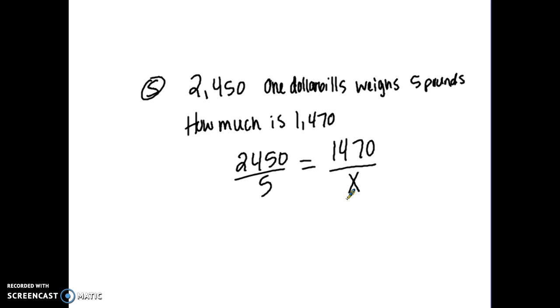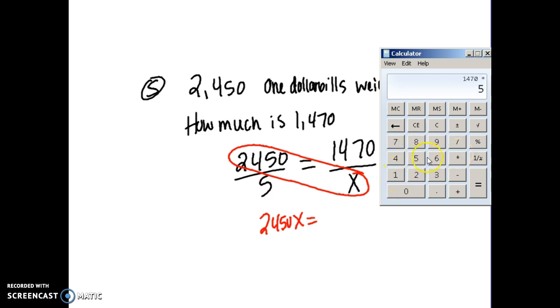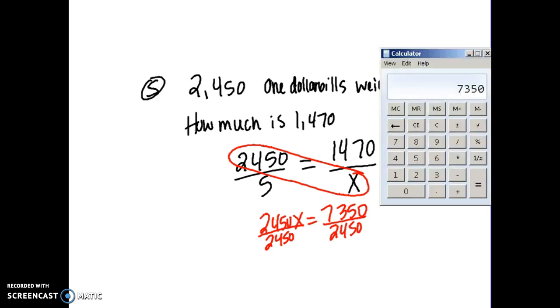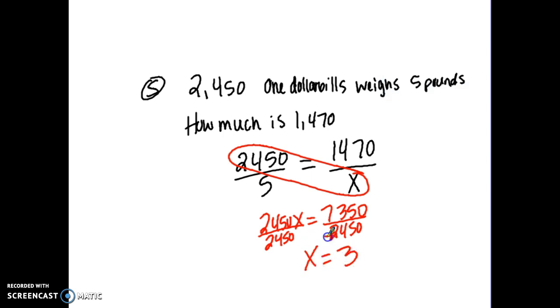So when we solve this, we cross multiply. This is 2,450x. Set that equal to 1,470 times 5, which is 7,350. Once you get to this part, you have a one-step equation, so you divide. We're going to divide by 2,450 on both sides. And that gives us 3. So 1,470 $1 bills weighs 3 pounds.